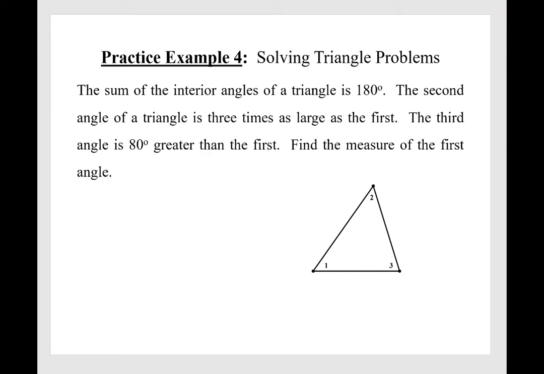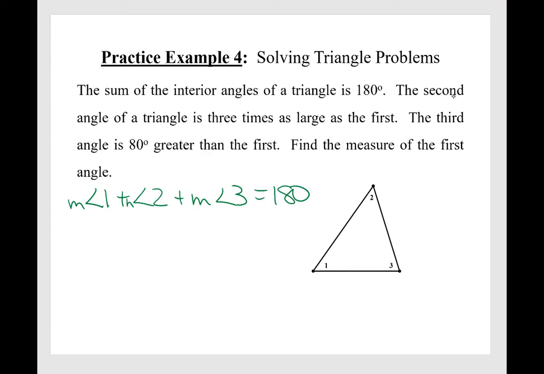All right, welcome back. Let's see how we do. Okay, so this one was nice, and it said the sum of the angles is 180. So I know when I add these 3 up, the measure of angle 1 plus the measure of angle 2 plus the measure of angle 3 has to add up to 180 degrees. All right, so let's find out about each of these angles.